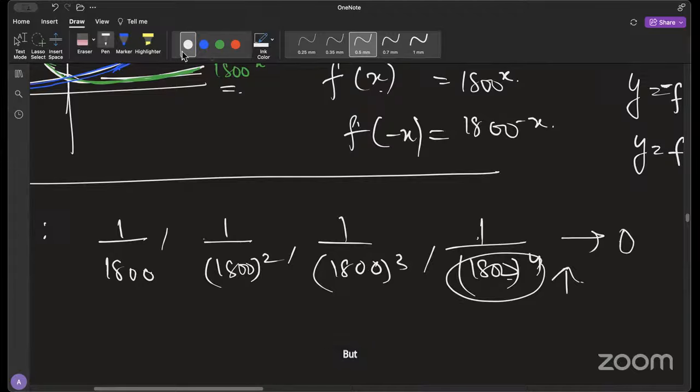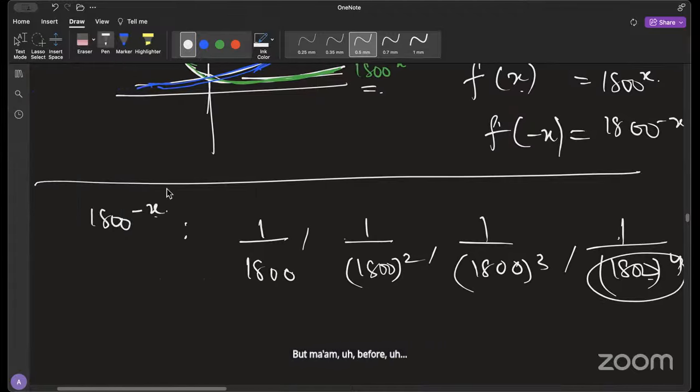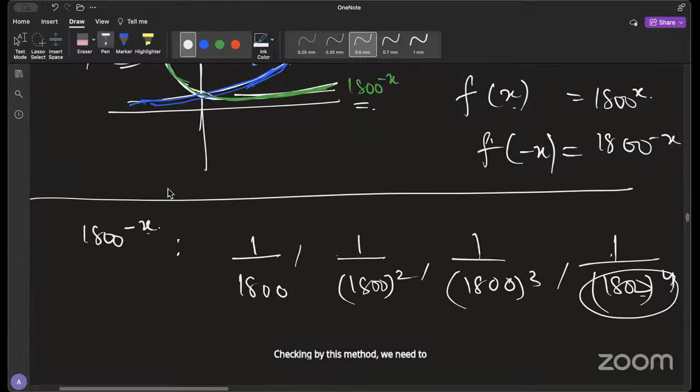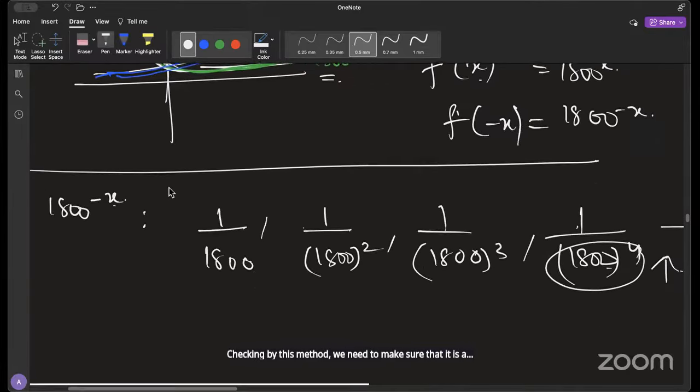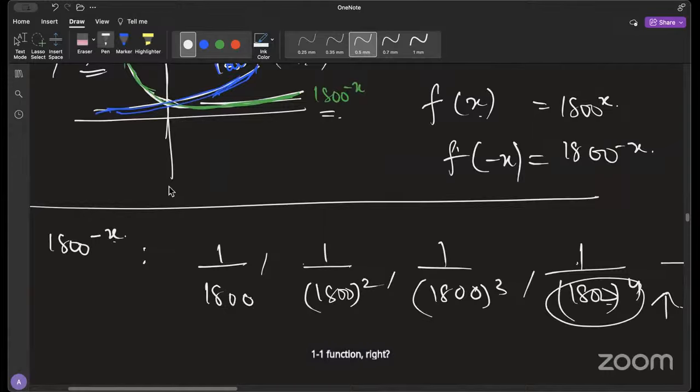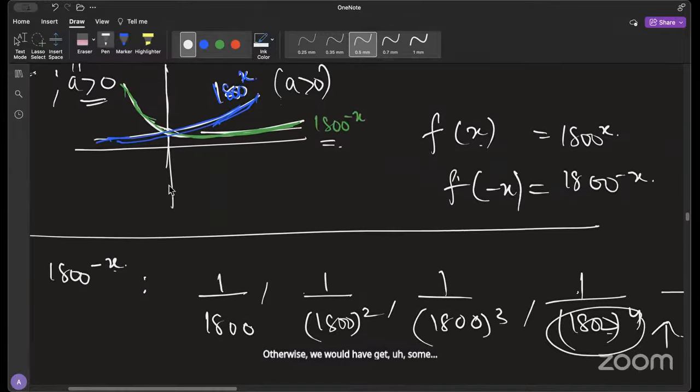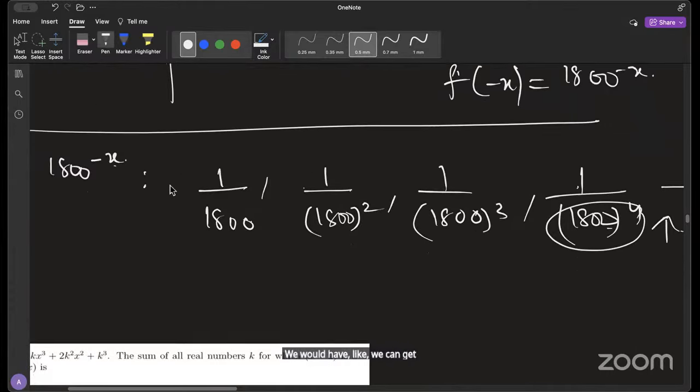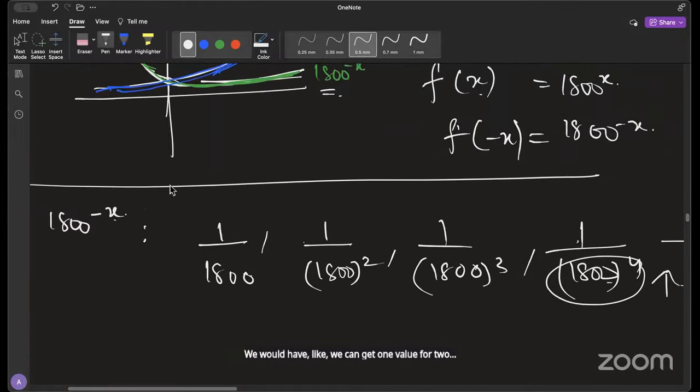But ma'am, before checking by this method, we need to make sure that it is a one-one function, right? Otherwise, we can get one value for two x.